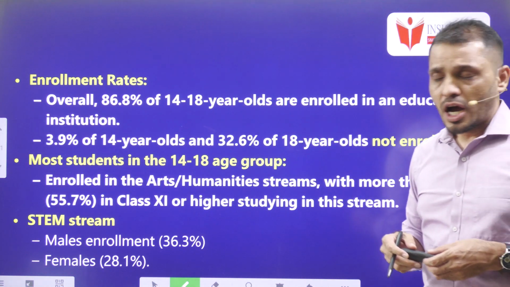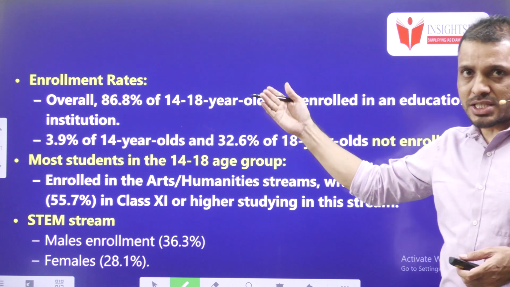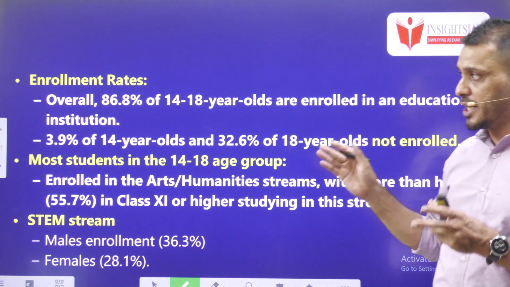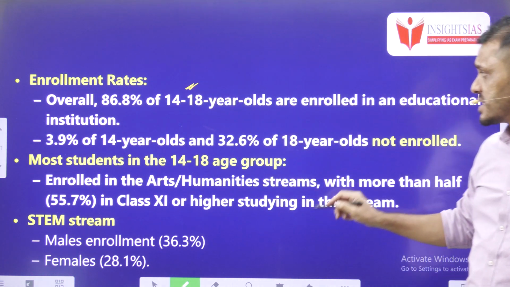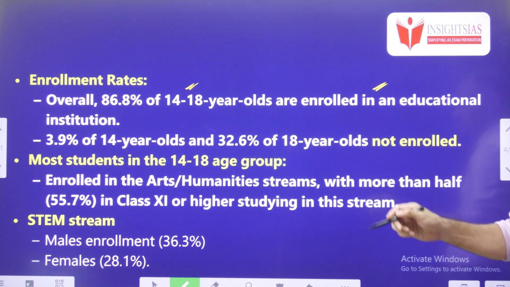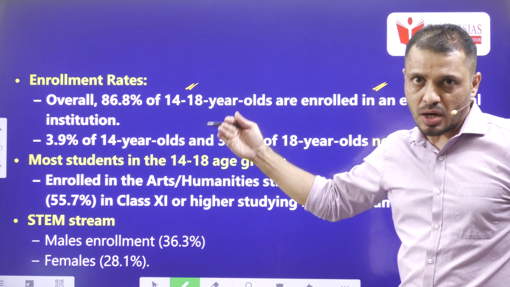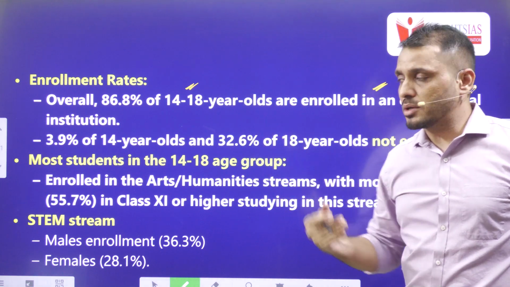Enrollment rates. Out of the total children between 14 and 18 years, around 86.8% are enrolled in an educational institution. But that means still around 14% are dropouts. That means we still have to improve a lot.